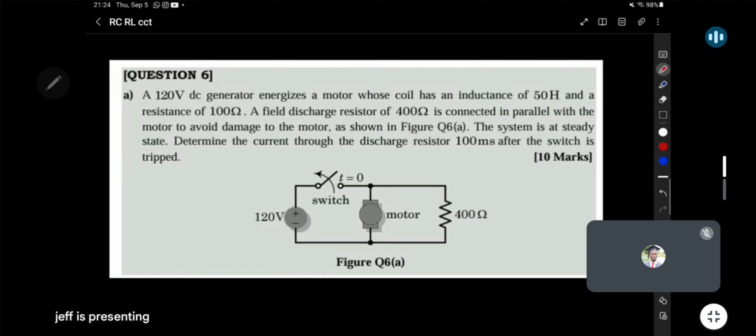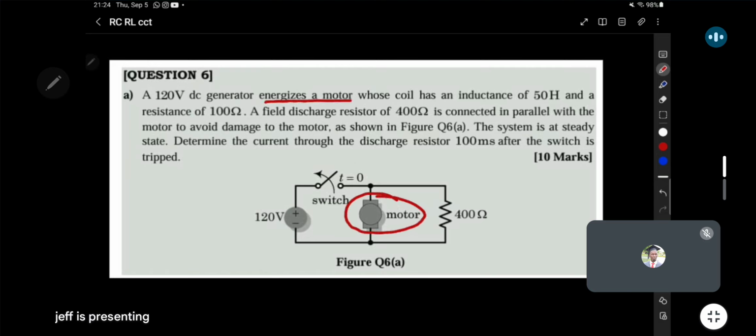In this problem, what are they saying? So it looks kind of weird, lots of writing, kind of throws off students, but let's see what they're saying. Here we have a 120 volt DC generator. So 120 volt looks like that's this one here. So they're saying that this is used to energize a motor. So here they're saying that this is our motor.